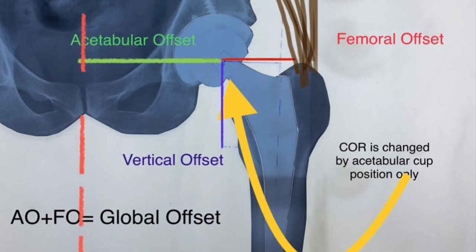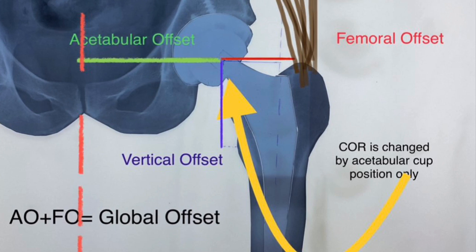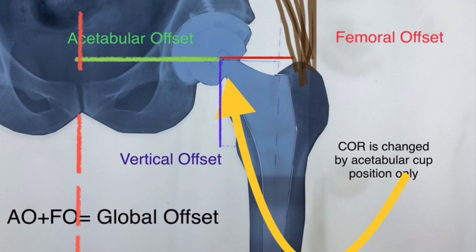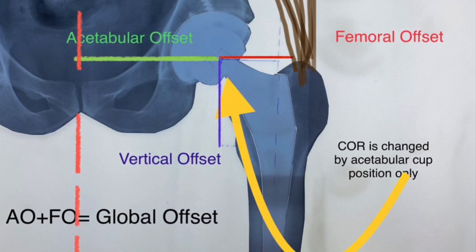The vertical offset primarily affects the limb length, though it also affects the abductor muscle tension. But we generally do not take help of vertical offset. We do not increase the vertical offset in order to increase the abductor muscle tension, because it will inadvertently increase our limb length, a dreaded complication which we don't want.